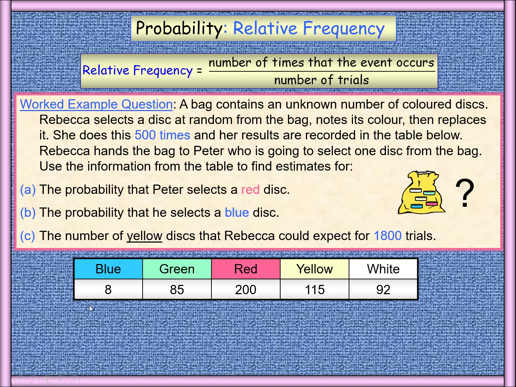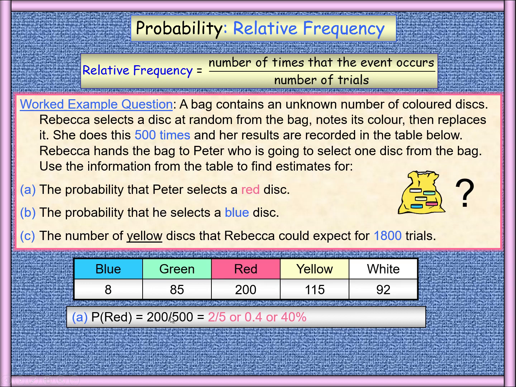And she had 500 goes. So we can work out the probability of any of these colors then. Probability of red is going to be 200 out of the 500 times. So the probability of Peter selecting a red disc is going to be 200 over 500, which simplifies to 2 over 5, which is 0.4 or 40%.